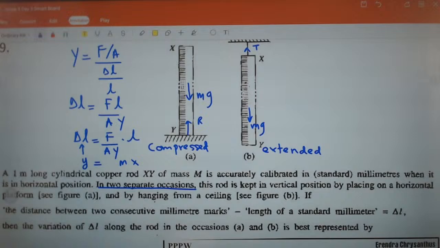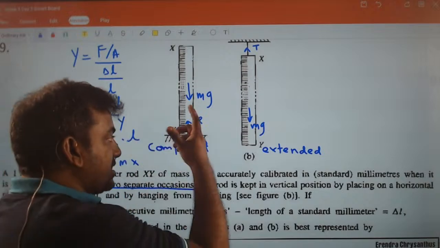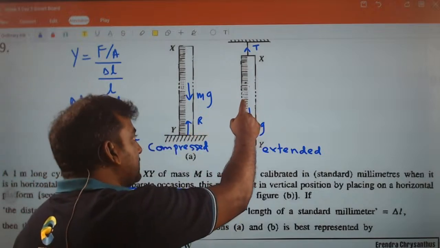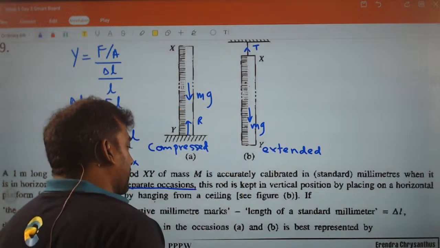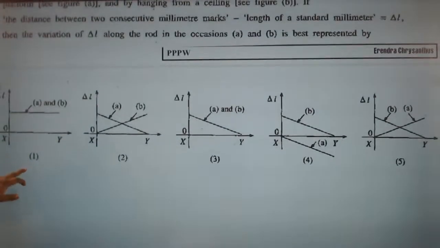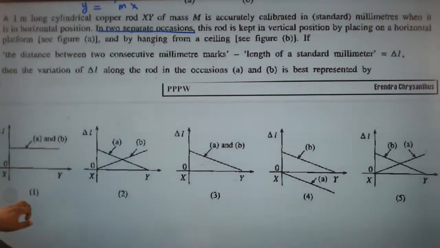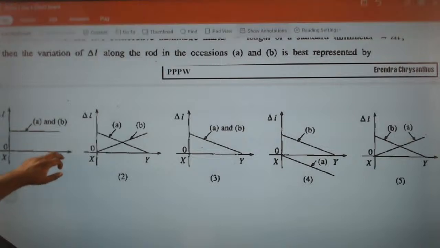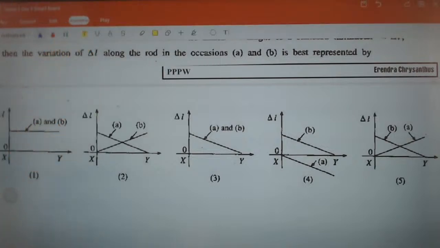So here, one moment there is a compression, one moment there is an extension. Extension means logically the length here should increase. Compression means it should reduce. So for straight line variations, A is going to be reducing, B is going to be increasing. It can't be the same. Clear? So look at this carefully.